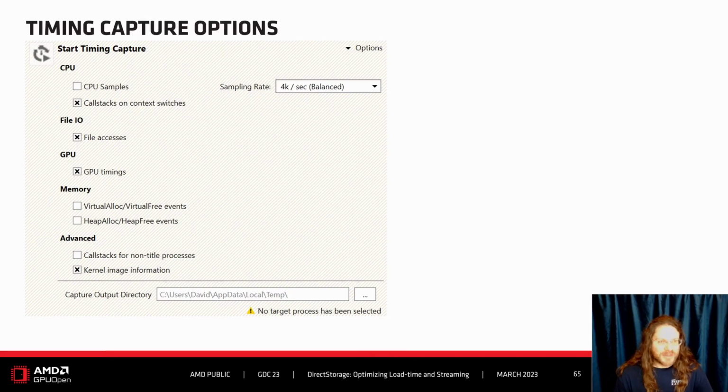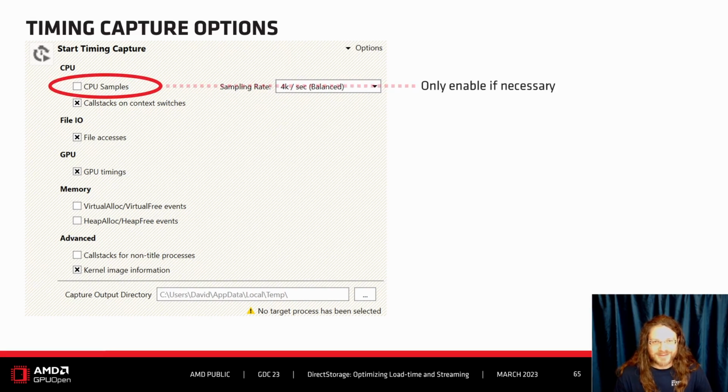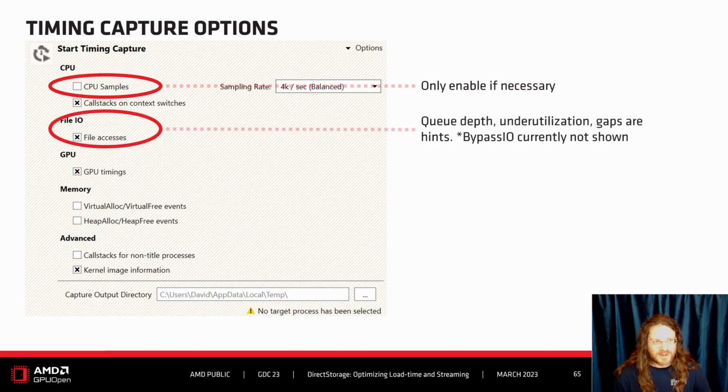So here are a few timing capture options we recommend. We also recommend disabling CPU samples to reduce the amount of overhead created when they're enabled. You can enable them later if you need them, but to start off with, we recommend disabling them. We also recommend enabling file IO to see all the recorded file accesses.